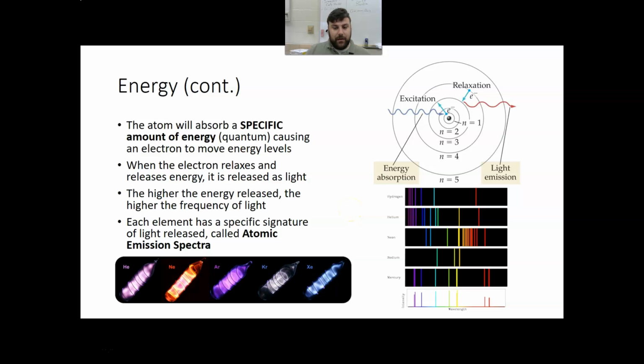Every element is unique. So even though we saw things like, I believe it was strontium and calcium, both were bright red, if we were to actually analyze it in a spectrum, we would see, okay, well, maybe there was more red in one of them than in the other. There might have been more other colors that weren't coming through. And these spectra are kind of like a fingerprint for the elements.